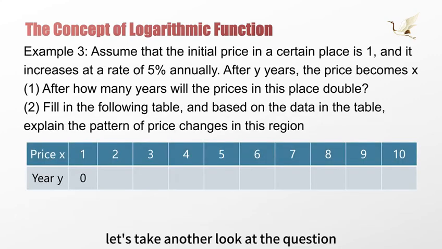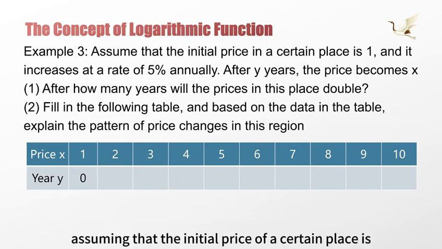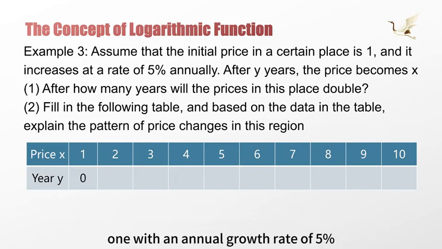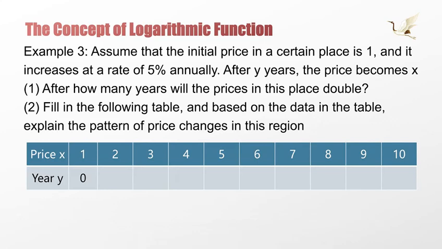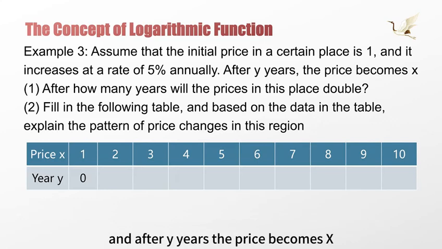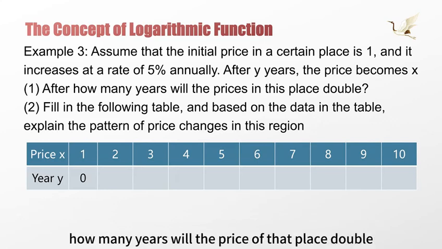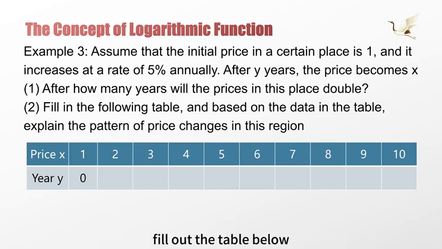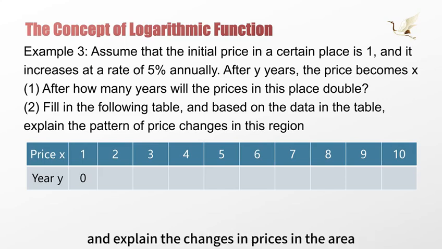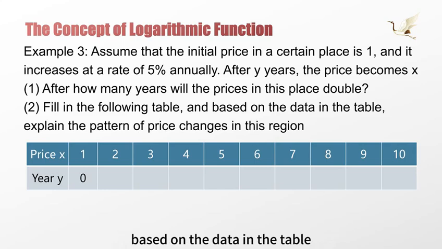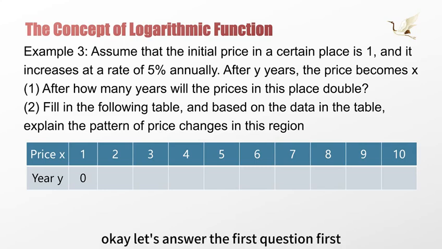Let's take another look at the question. Assuming that the initial price of a certain place is 1, with an annual growth rate of 5%, and after y years, the price becomes x. How many years will it take for the price of that place to double? Fill out the table below and explain the changes in prices in the area based on the data in the table. Okay, let's answer the first question first.